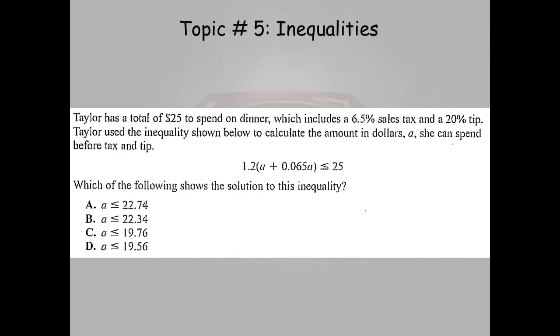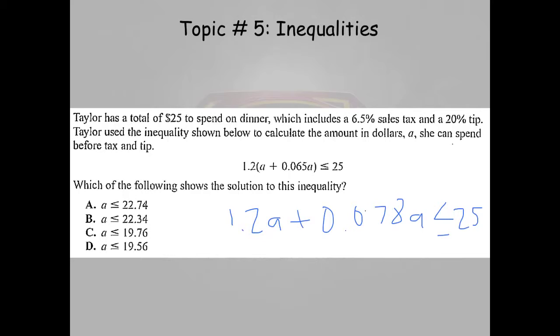So a lot of times you see problems like this with a lot of words, a lot of writing. What it comes down to is we just have to solve this. And of course the way we solve it is just like it were an equation. And if this were an equation, I see a number outside parentheses. That's my clue that I need to distribute. So if I do that, I will get 1.2a plus 0.078a is less than or equal to 25.